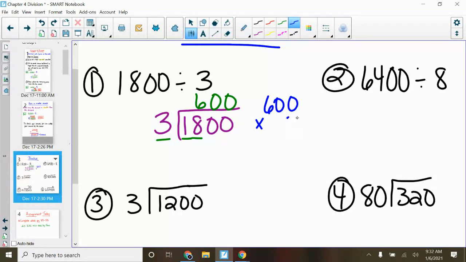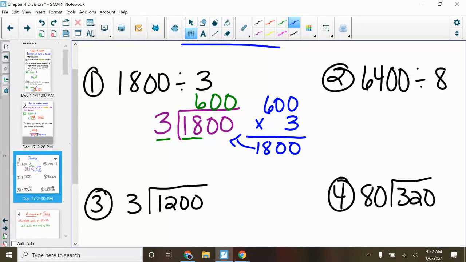And this is also something that we've already learned how to do, which we can do mentally. 6 times 3 is 18. And add your extra zeros there. And we notice we have the same number as we got inside of our box. So we know our answer is correct.